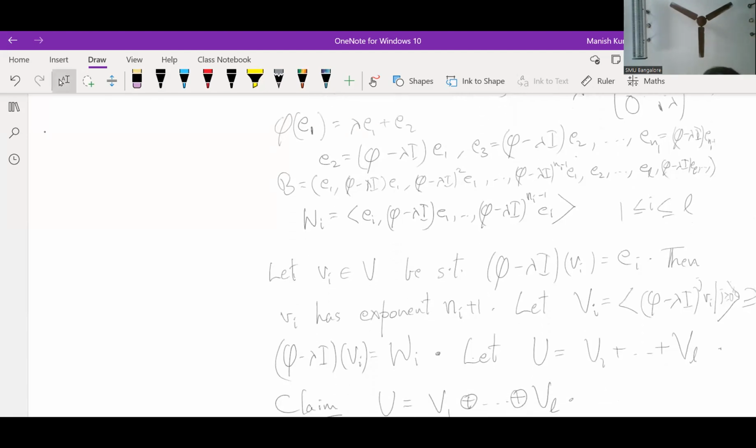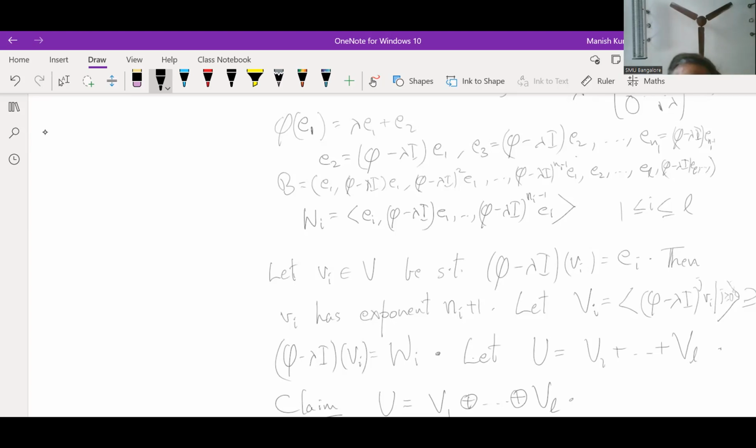And what is the image of Vi under phi minus lambda I? It's precisely Wi, right? Because Vi goes to Ei, and Ei will go to (phi minus lambda I) of Ei, which is already in Wi. So the image of Vi under this phi minus lambda I is precisely Wi.